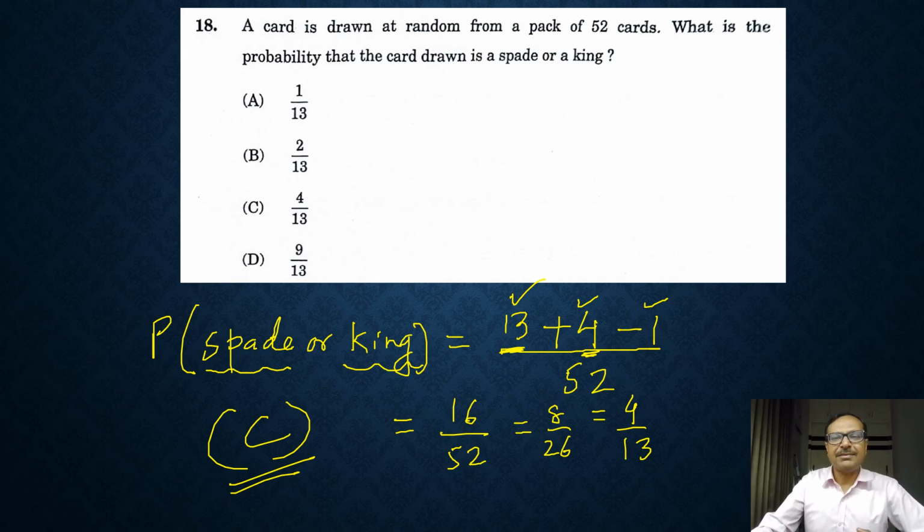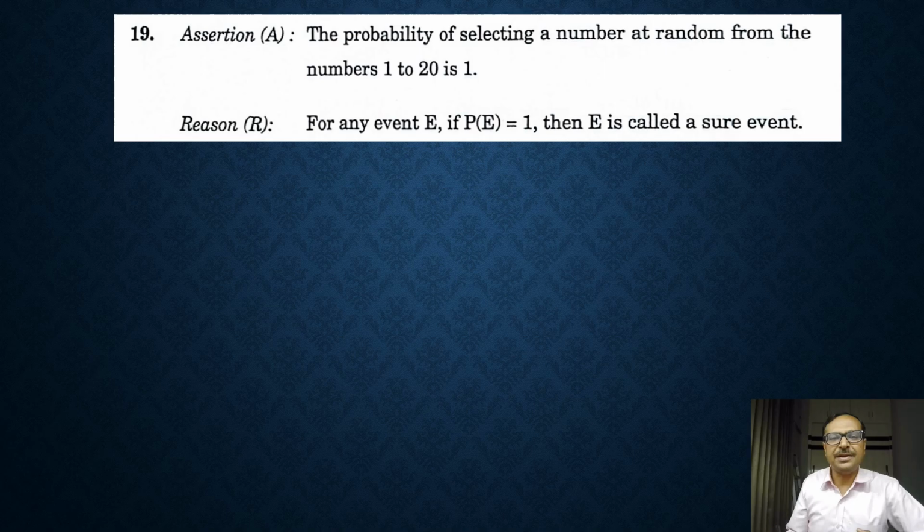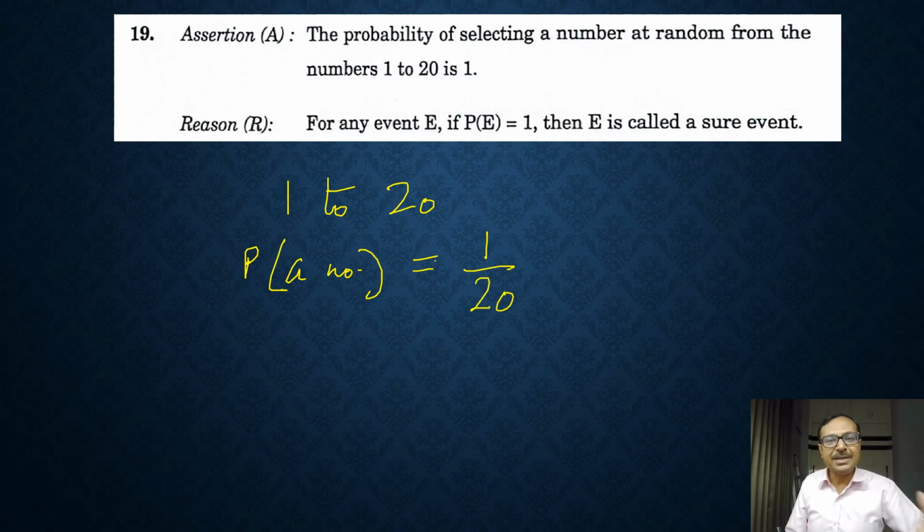Likewise, the next question: the probability of selecting a number at random from the numbers 1 to 20. Every number exists only once, right? So every number will have a probability of selection of 1 upon 20. Now he is saying that the probability of selecting a number at random from the numbers 1 to 20 is 1. No, not at all. The probability of selecting a number is 1 over 20. And so the assertion is false.